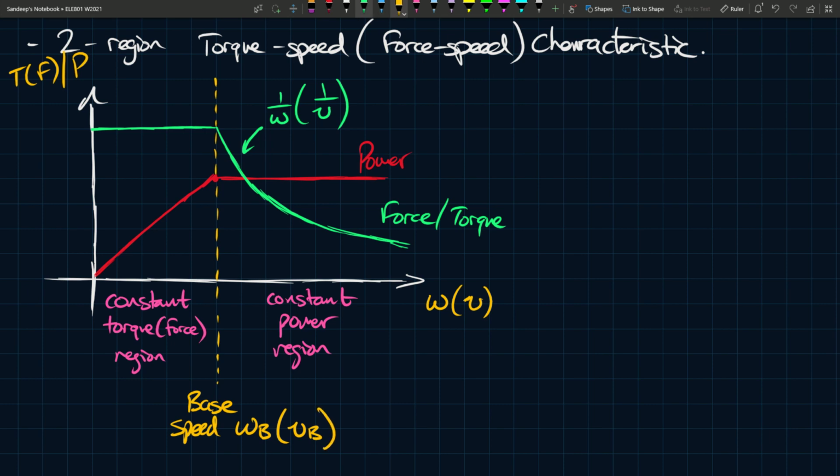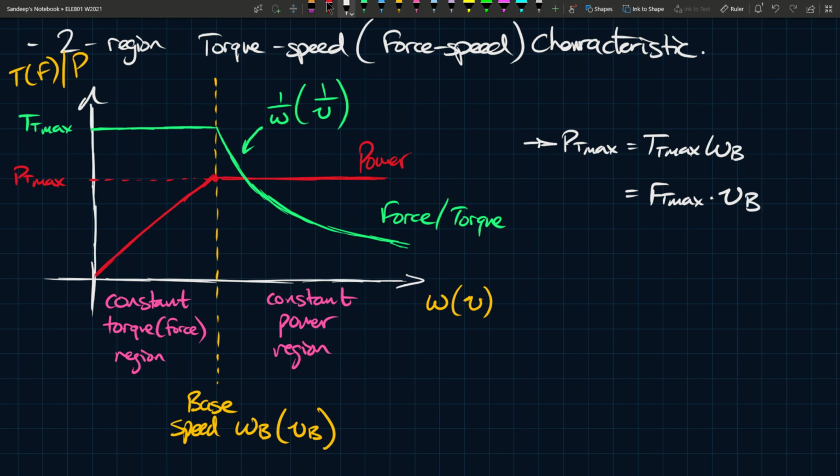Now, here we have Tt max, and this power here is Pt max. So that's the tractive torque and the tractive power maximum. And I guess the last thing we can talk about here is that Pt max is equal to Tt max times omega b, which is the same thing as saying Ft max times vb.